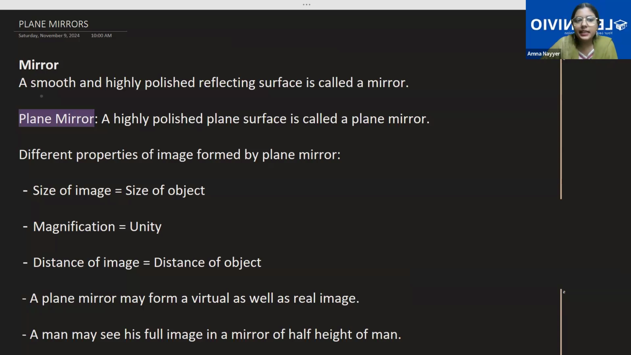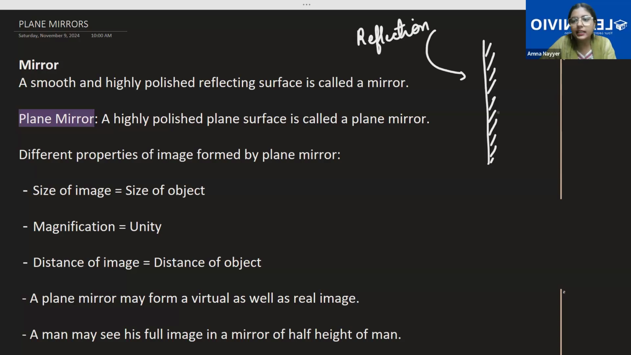So, mirror is basically a smooth, highly polished, reflecting surface. You also represent it through a straight line because it is plane, no curves are there. And one side is polished, so one side is available for reflection, while the other side is silvered, available for polishing.